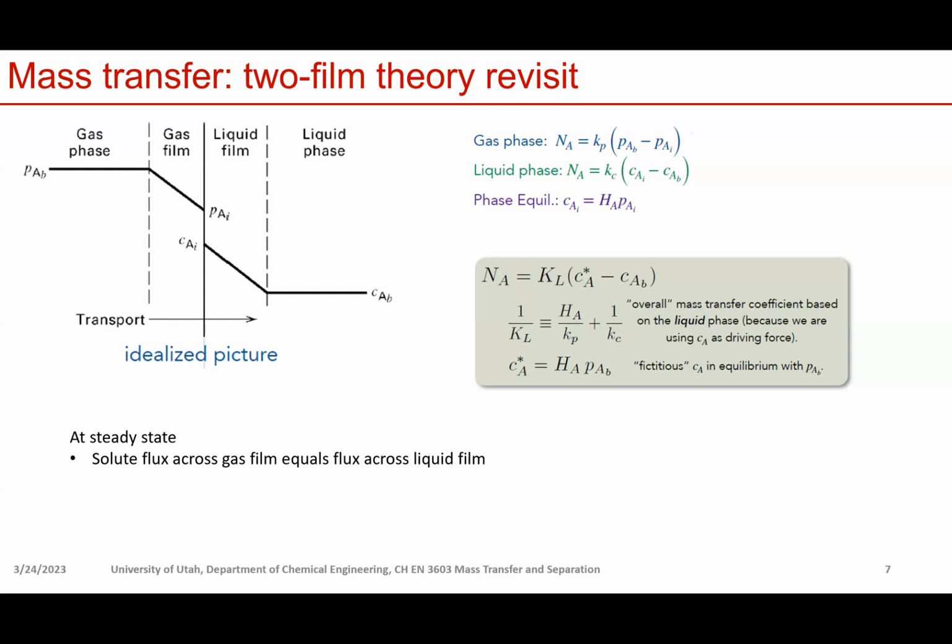The driving force is the difference between the concentration in the liquid bulk and a fictitious concentration in the gas phase, right? So here, the way to understand this CA star is that, in order to compute the flux, we need to have a mass transfer coefficient, and we need to have a driving force, right? And the driving force here is some type of concentration difference.